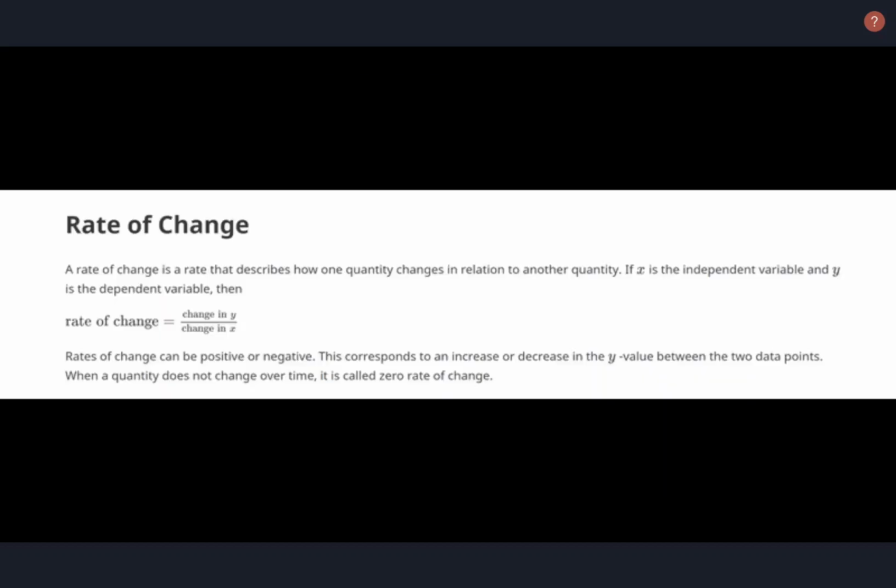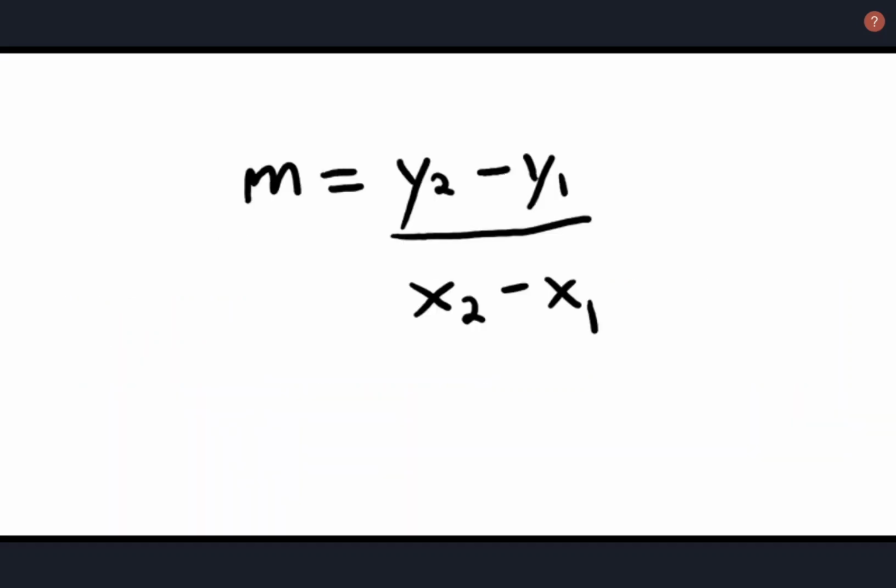Rate of change describes how one quantity changes in relation to another quantity. Typically, this will be how y changes in relation to x. However, for this question, rate of change will refer to how the volume of the sphere, in centimeters cubed, changes in relation to the radius of the sphere, in centimeters. The equation for finding the rate of change will be the common slope equation, y2 minus y1 over x2 minus x1.